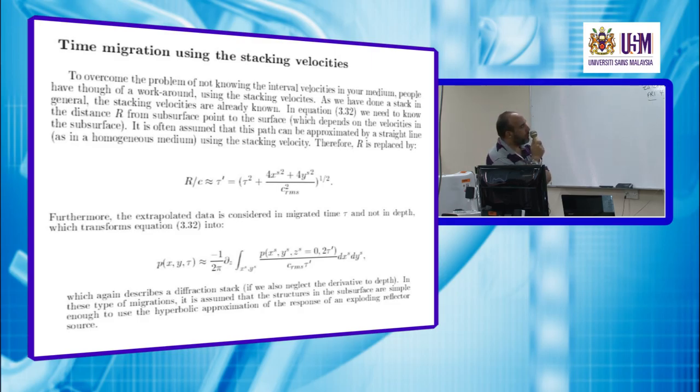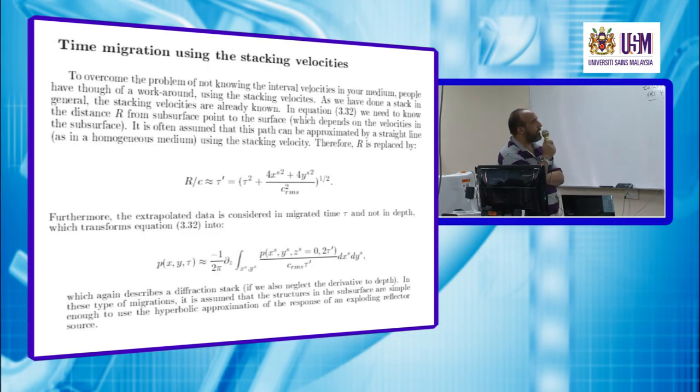We need to know in this equation the distance r from the subsurface point to the surface, which depends on the velocities in the subsurface. So to know the distance, we should have the velocity. Yes or no? Yes. Because velocity is distance divided by time. So if I want to know the distance, and I have the time, I have to get the velocity.